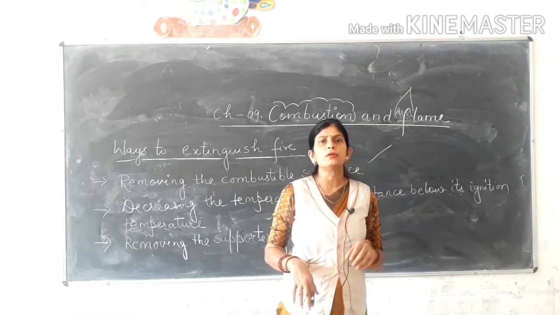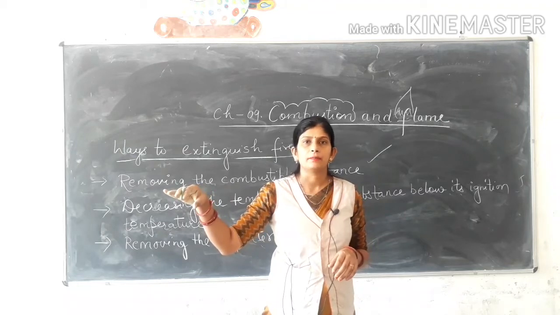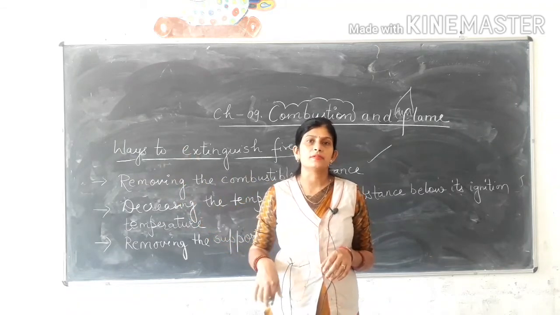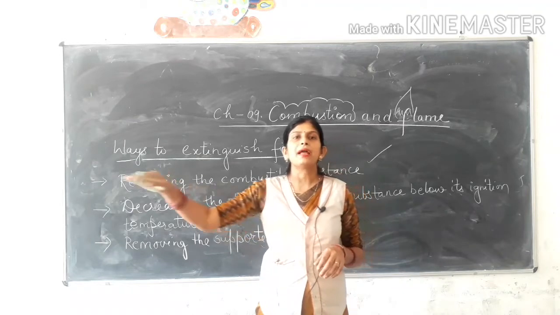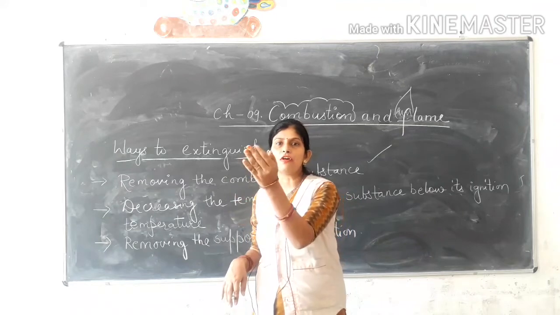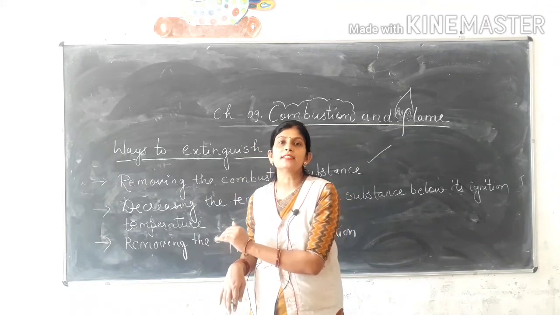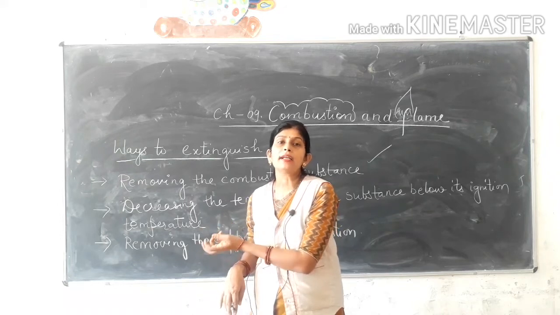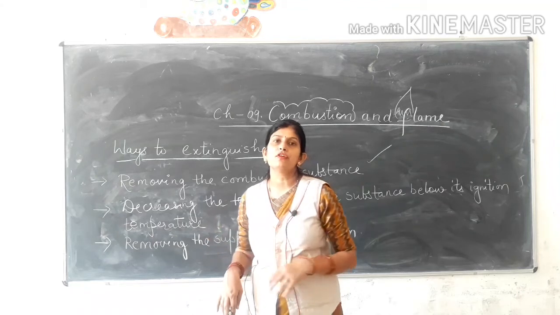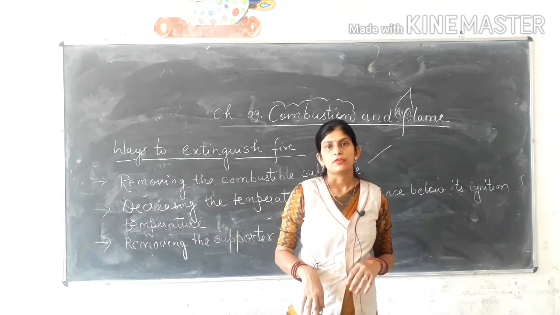Traditionally we use a thick blanket or a layer of sand to cover a fire or burning substance. This thick blanket or layer of sand cuts off the supply of oxygen to the burning substance. Now the fire will not get oxygen, so it will stop burning in the absence of oxygen. In this way, fire will be extinguished.